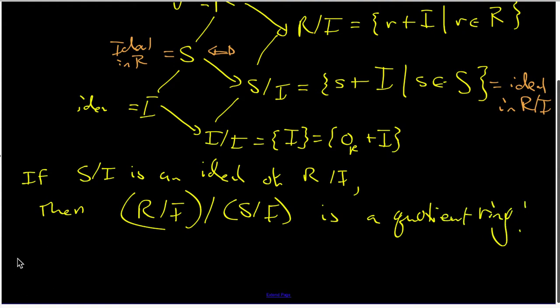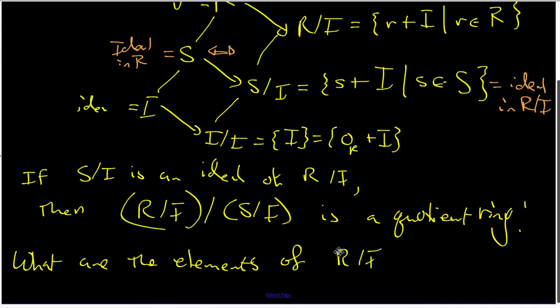And that raises the question, what are the elements of this complicated looking quotient ring? So what are the elements of R mod I modded by S mod I? And that's what we're going to look at in the rest of this particular video. To start with, I want to look at the basic general definition and facts.